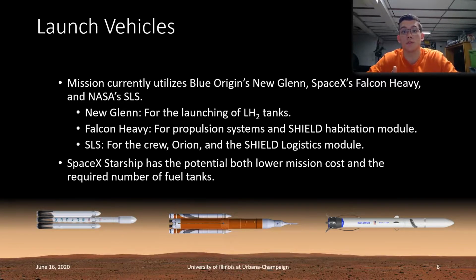Blue Origin's New Glenn rocket will be used to launch fuel tanks holding liquid hydrogen into orbit. NASA's SLS will be used to launch the Crew, Orion, and the SHIELD logistics module into orbit before their transfer to Mars.